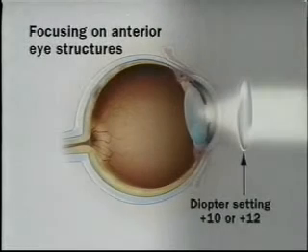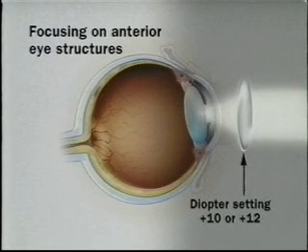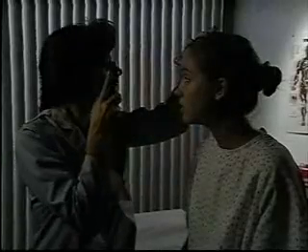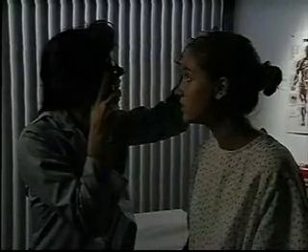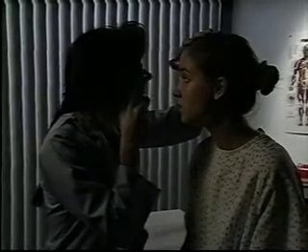To focus on more anterior structures, such as opacities in the vitreous or lens, change the diopter on the ophthalmoscope to more positive numbers, such as +10 or +12. Repeat the ophthalmoscopic examination on the patient's right eye using your right hand and right eye.